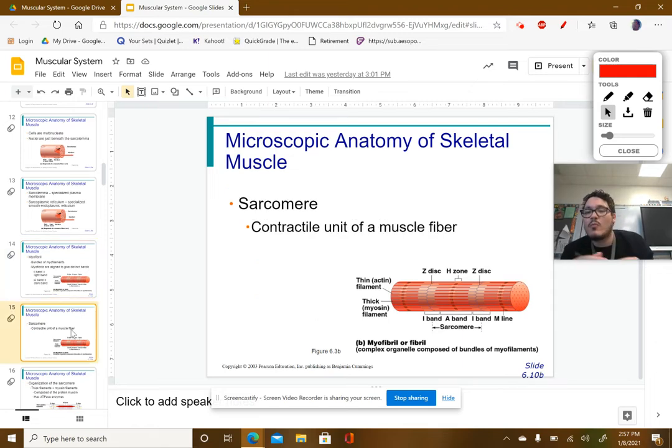So, first of all, what is a sarcomere? A sarcomere is considered the contractile unit of a muscle fiber. So, if I were to say, what is the unit of the muscular system? A sarcomere. It's the building block. You need sarcomeres in order to build a more complex structure, such as a muscle, right? Like an actual organ.